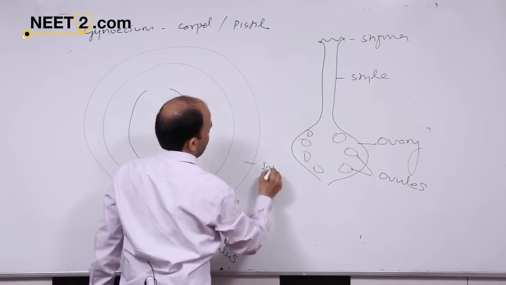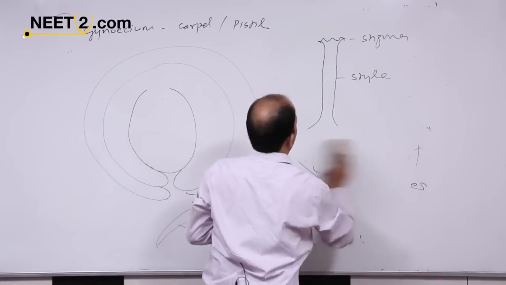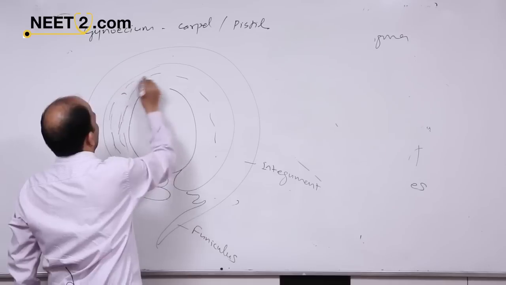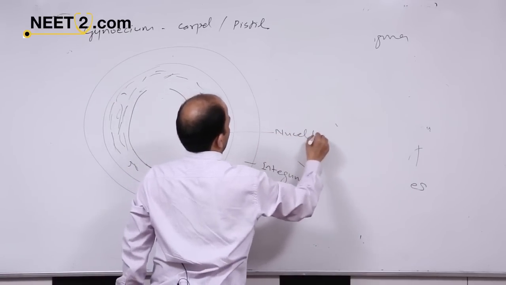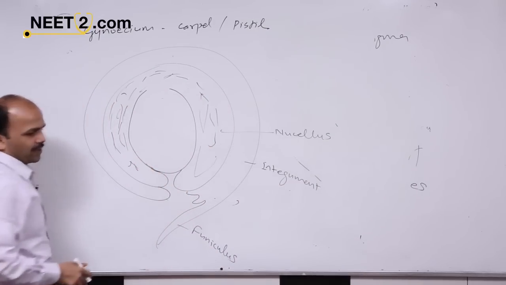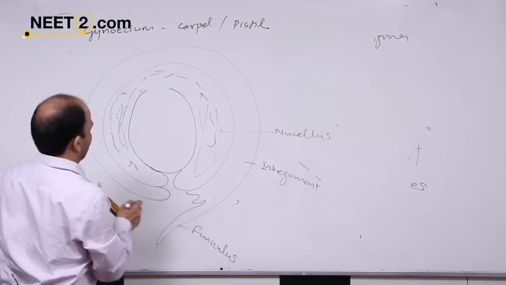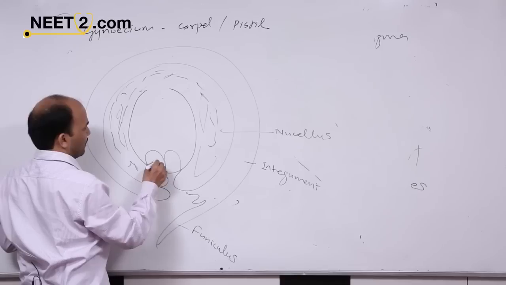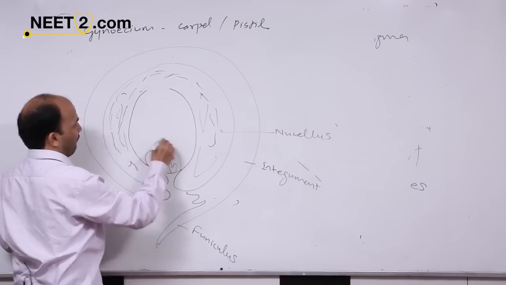This is the integument. Integument is the protective covering of the ovule. And this is the massive nucellus, a parenchymatous tissue. Most of the ovule is made up of this nucellus, which is equivalent to the megasporangium. And in a fully developed ovule there is the presence of a female gametophyte. This female gametophyte will have mostly 7 cells and 8 nucleate structure.